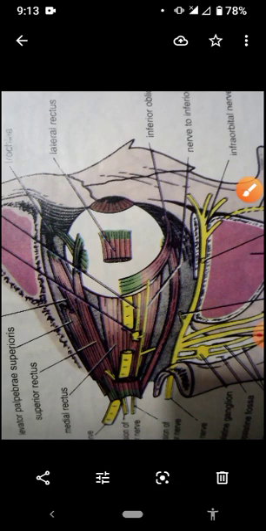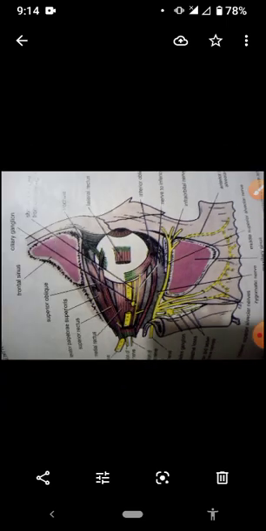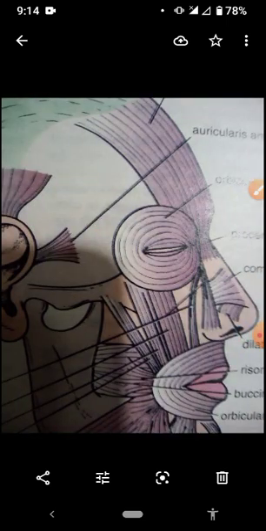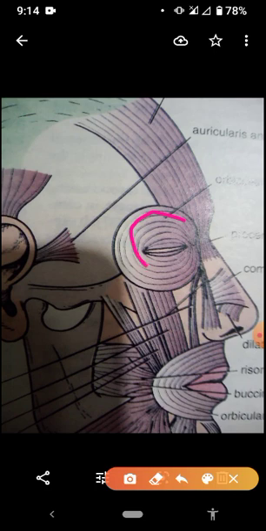Okay, so one thing is left, which is the muscles of the eyelids. I will tell you from a different picture. You can see a muscle from here. You can see a muscle here. This is the muscle which is called the orbicularis oculi. Orbicularis oculi is the muscle of the eyelid. Orbicularis oculi has two parts. One is the orbital part and one is the palpebral part.